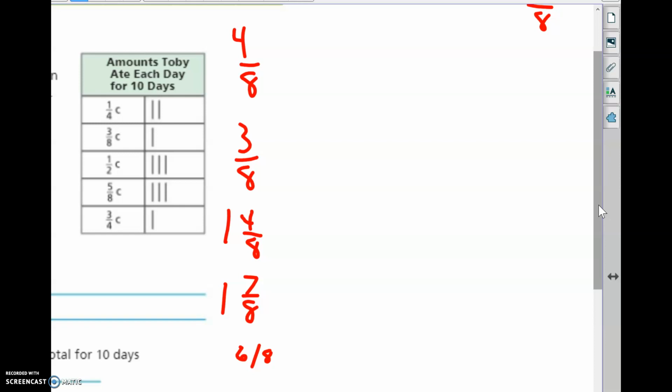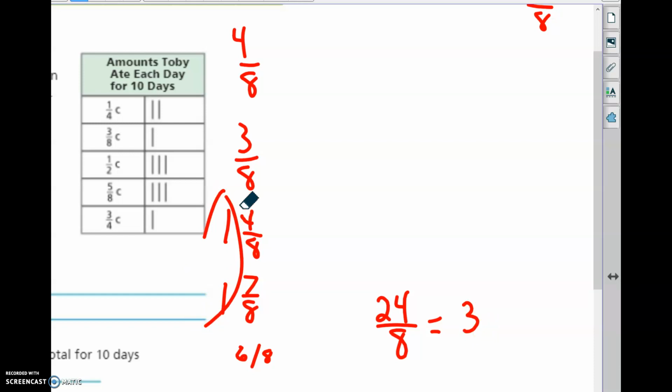All right, when I added up all of those eighths, I came up with 24 eighths, which is improper. You have to divide it out. 24 eighths is the same as 3 whole. And then I can't forget the 2 whole over there. So 3 plus 2 is 5. So altogether, Toby ate 5 cups of food.